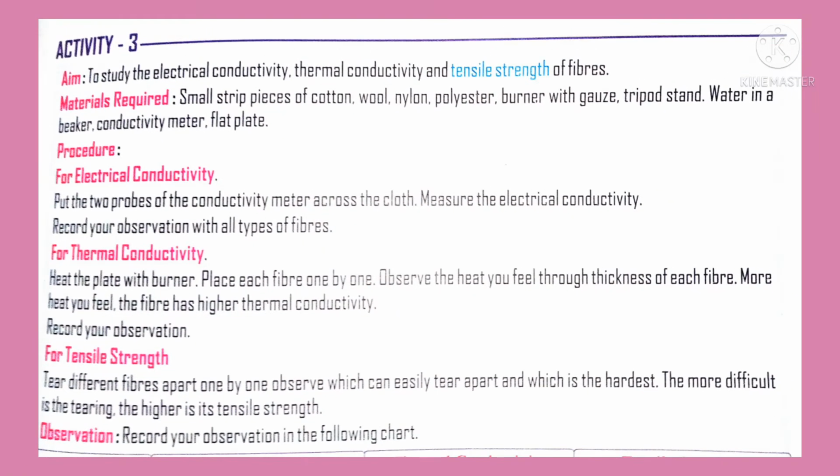Today we are going to discuss the third part of the third chapter, materials in our daily life. Here is an activity to study the electrical conductivity, thermal conductivity and the tensile strength of different fibers. The materials required for this activity are small strips of cotton cloth, woolen cloth, nylon, polyester, burner with gas, tripod stand, water in a beaker, conductivity meter and a flat plate.